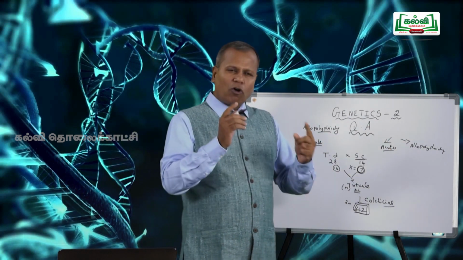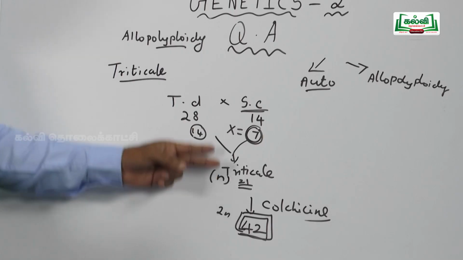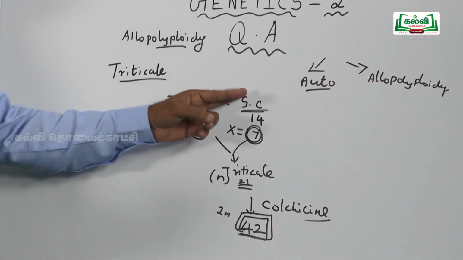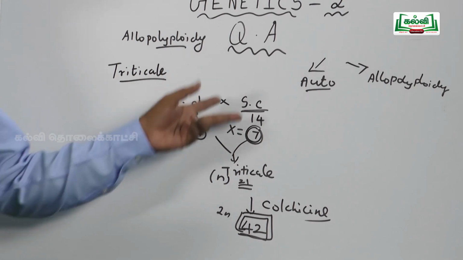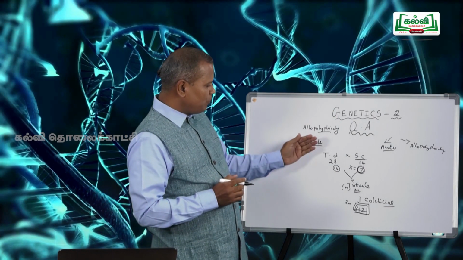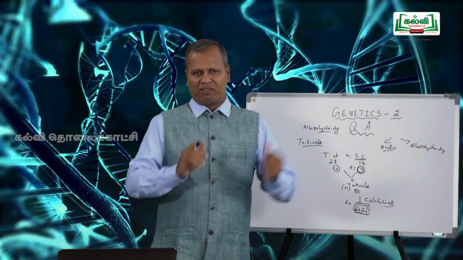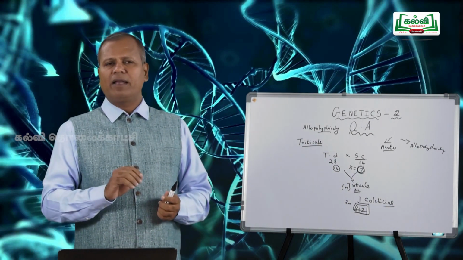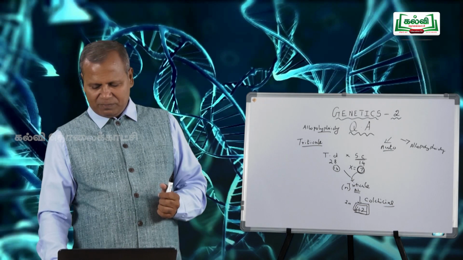Allopolyploidy means the chromosomal set number is increased in a hybrid produced by crossing 2 different species. One is Triticum durum, another is Secale cereale. So the answer is option A, N is equal to 21 and X is equal to 7.